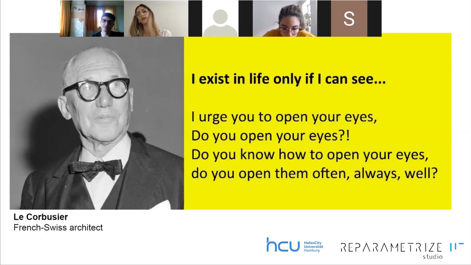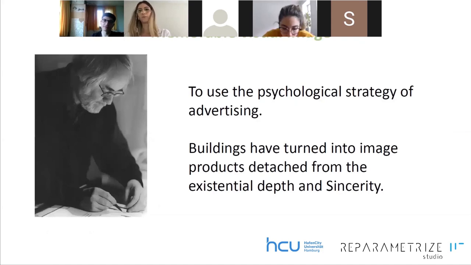If we go to the second page, Juhani called it using the psychological strategy of advertising, which means our building is exactly the same as the Coca-Cola advertising on television. It needs to look cool, needs to make people want to look at it, but it doesn't really help our health or our existence. And then he adds, "Buildings have turned into image products, detached from existential depth and sincerity."